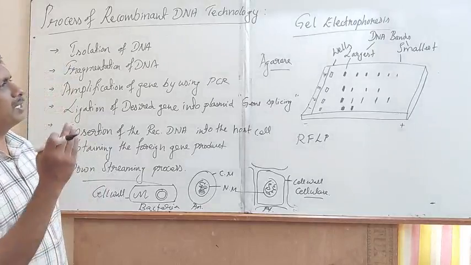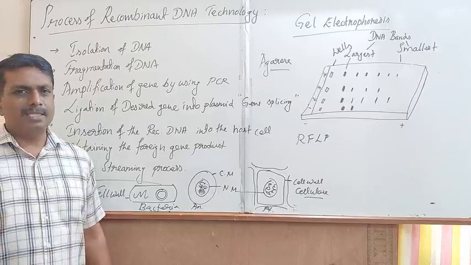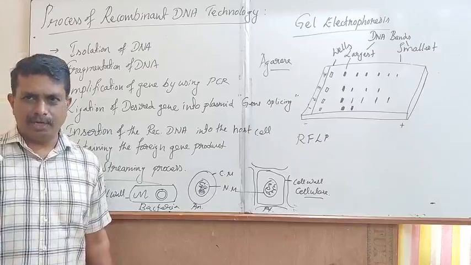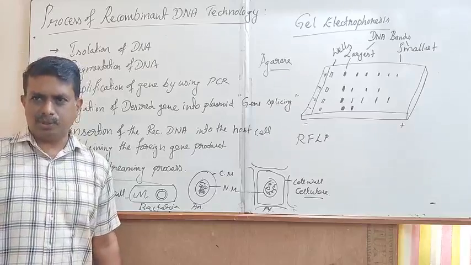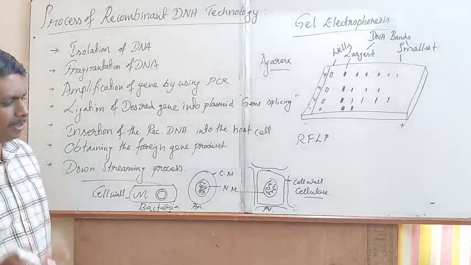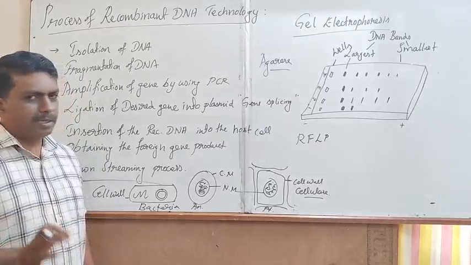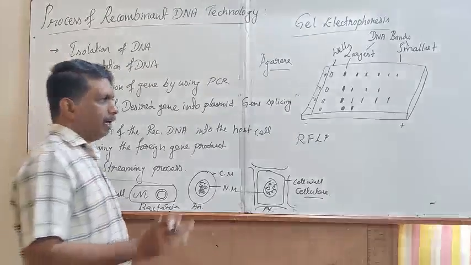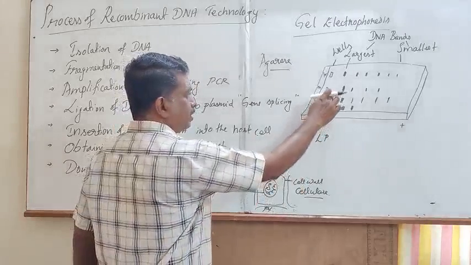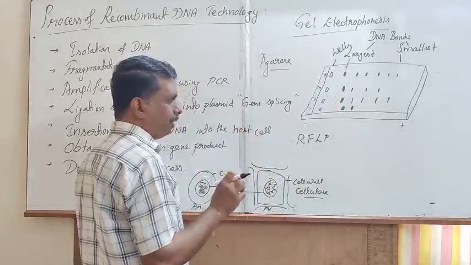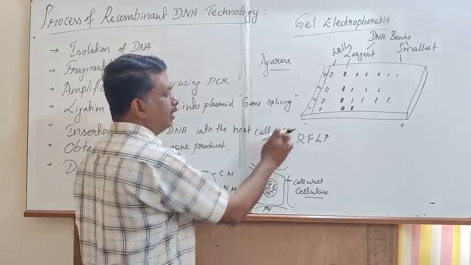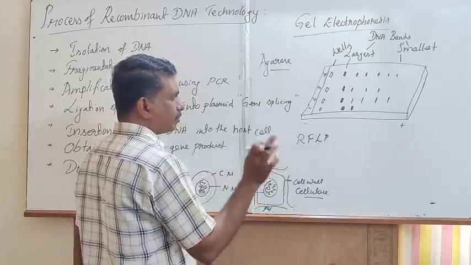These are the main important steps involved in gel electrophoresis. Gel electrophoresis is a technique used to separate DNA fragments based on size and molecular weight. In this process, the fragmented DNA is transferred to the wells using a micropipette. The DNA wells are always situated toward the negative charge.